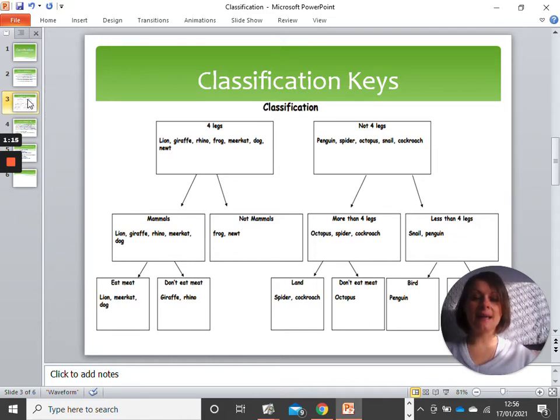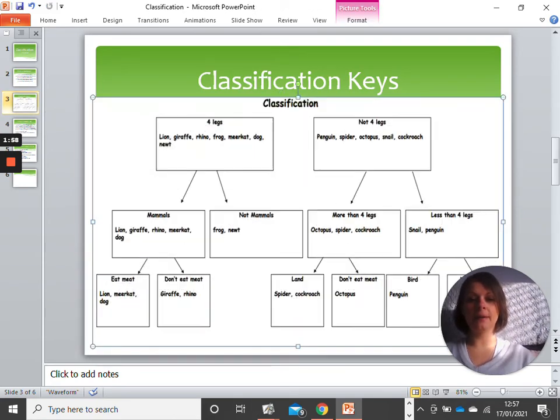On the screen is an example of a classification key. This is a simplified version of how taxonomists sort animals. So we have a selection of animals, and I have decided to sort them based on the characteristic of legs. So I have put 4 legs and then not 4 legs. So my range of animals have been sorted. I have lion, giraffe, rhino, frog, meerkat, dog and newt in the animals with 4 legs. And I have a penguin, spider, octopus, snail and a cockroach in the group with not 4 legs.